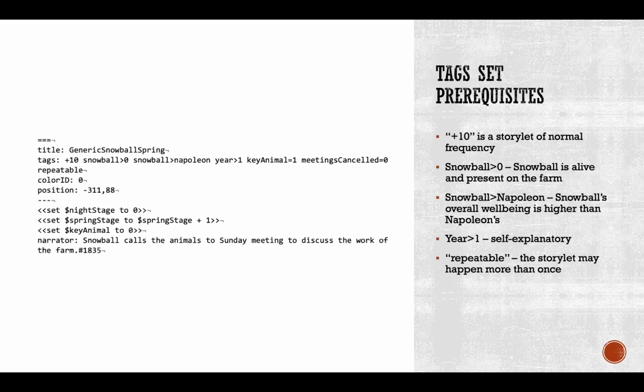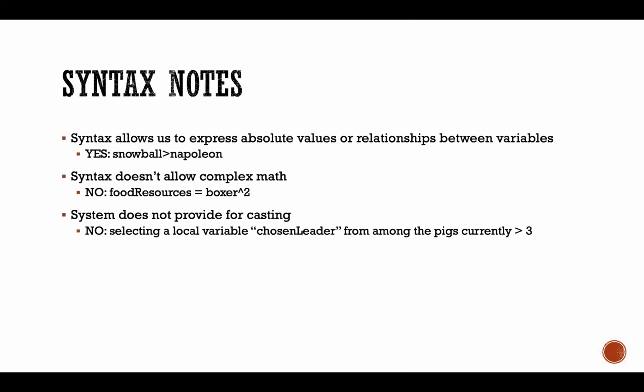On those individual storylets, we've got a number of tags that determine when this storylet is available, how frequently it should appear, whether it depends on other stats or other state that's in play, and whether it is repeatable or not. A couple of notes about the syntax that are most likely to interest people who do a lot of this kind of work. It does allow us to express relationships between variables, which is very useful. I did a number of things like, is Snowball prevailing over Napoleon right now? Has the player preferred one of them over the other? If so, we can have this follow-up piece.